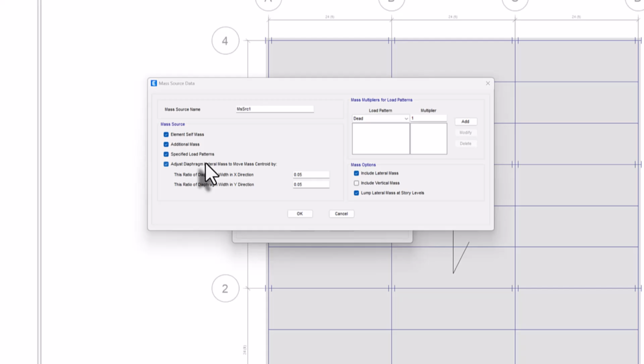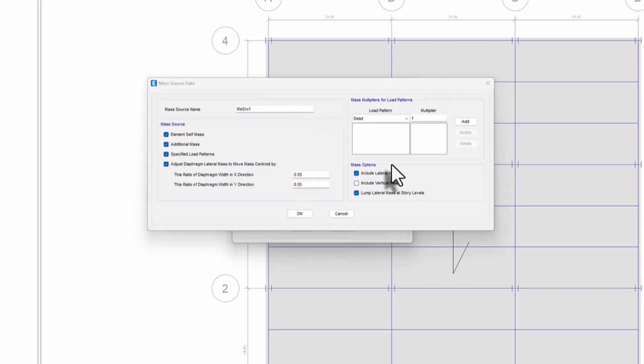Next, the adjust diaphragm lateral mass to move mass centroid option. So you can use this option to move mass centroid associated with the lateral diaphragm. Here, you can set the ratio of the diaphragm width both in the X and Y direction. So another important note, for flexible diaphragms with distributed mass, the adjust diaphragm lateral mass to move mass centroid option moves the distributed masses so that the resulting mass centroid will move as specified.